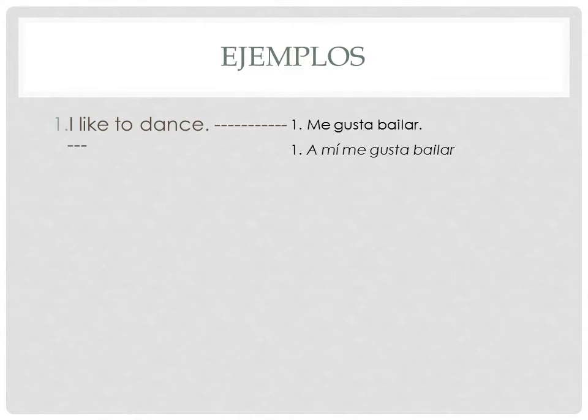Let's look at some examples. Número uno, I like to dance. How would you say that? I like to dance. Me gusta bailar, or what else could you say? A mí me gusta bailar.